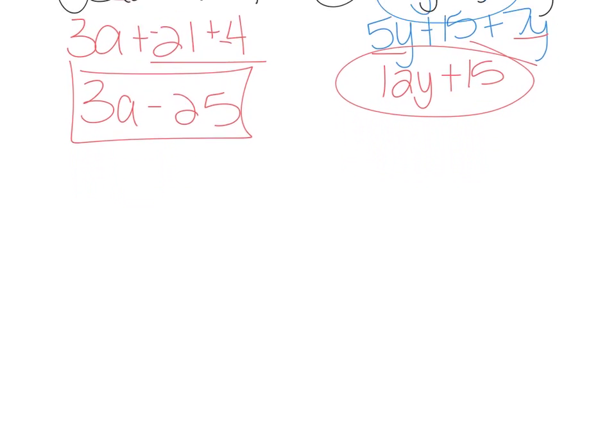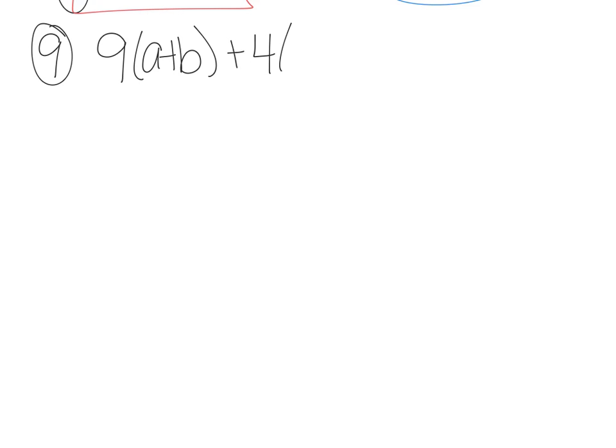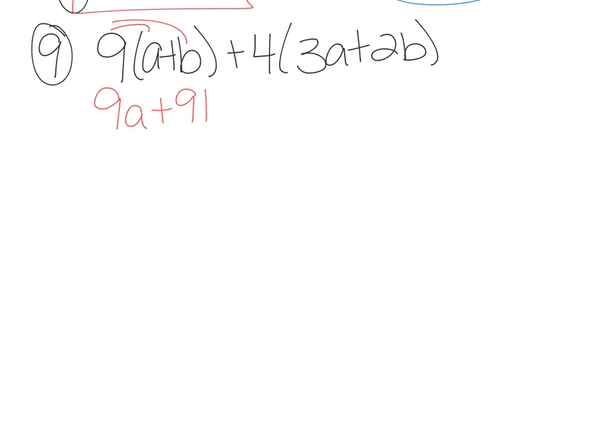Okay, just 2 more ones, kind of like the last ones, just a little bit extra on top of them. Number 9, let's try 9 times the quantity a plus b plus 4 times the quantity 3a plus 2b. Okay, this time I have 2 things to distribute. So if I start with that 9, I'm going to get 9a plus 9b. And then if I distribute the 4 to that second one, 4 times 3a gives me 12a. 4 times 2b gives me 8b.